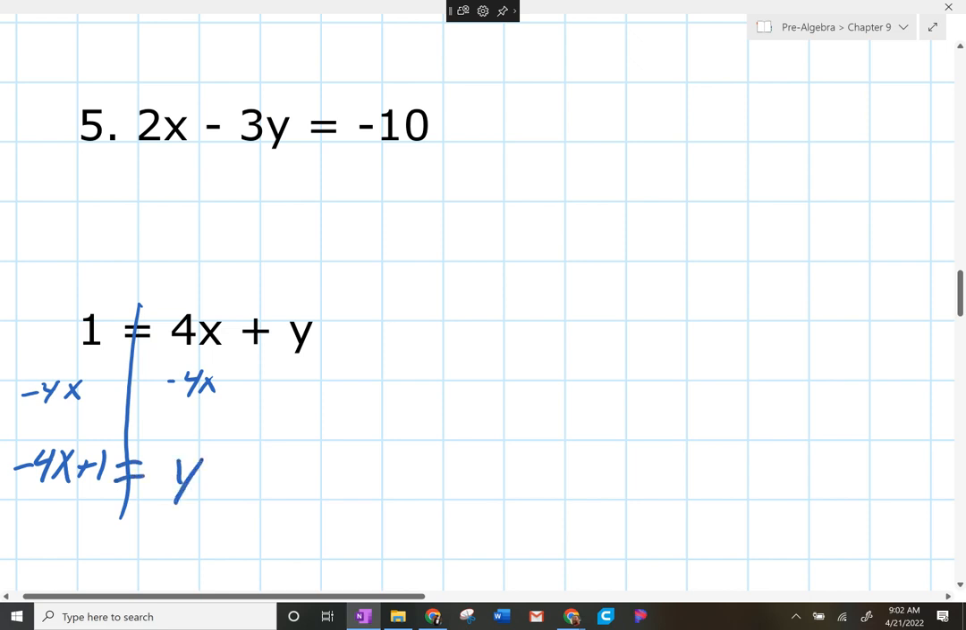Yep, because there was this 1 in front of it. So I got negative 4x plus 1 equals y. Okay, I've got that lonely letter by itself. I got that y equaling something.